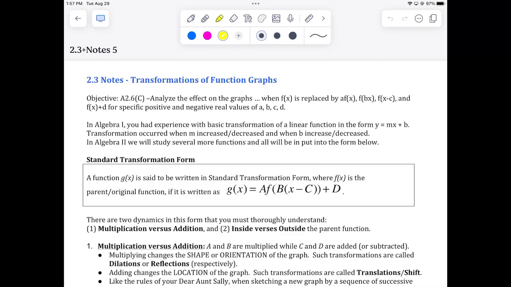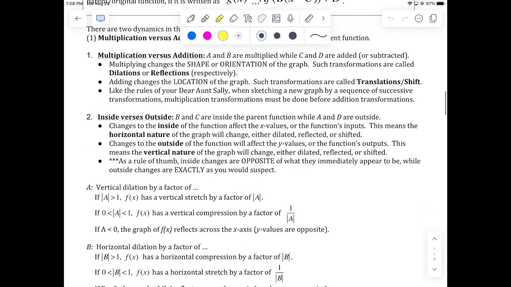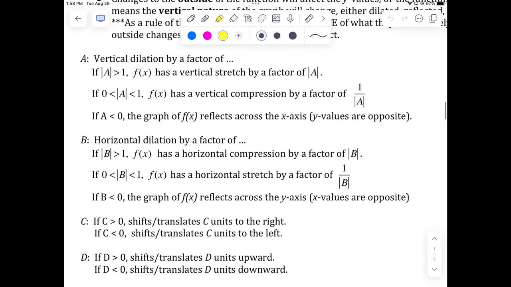All right, let's try it out. I'm not going to go through all the words there because it could be kind of daunting. So what I'm going to do instead is this right here.